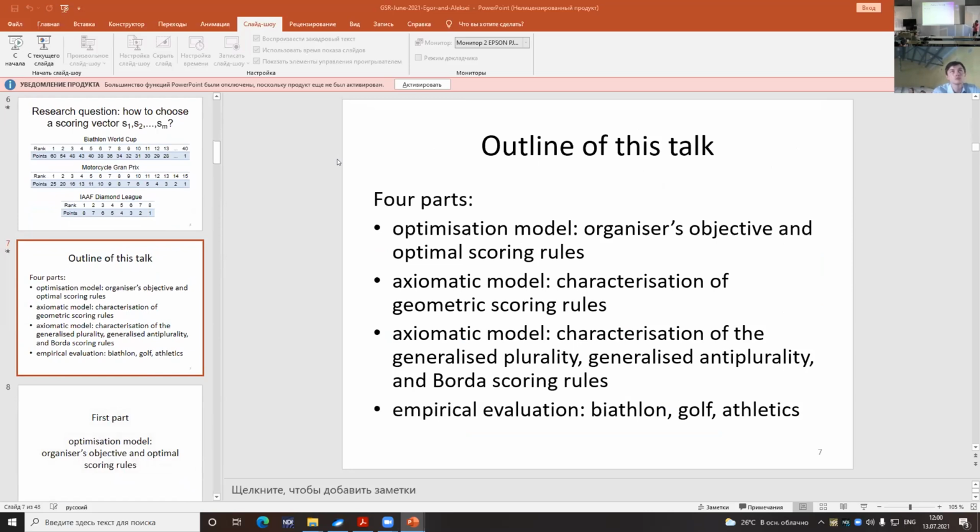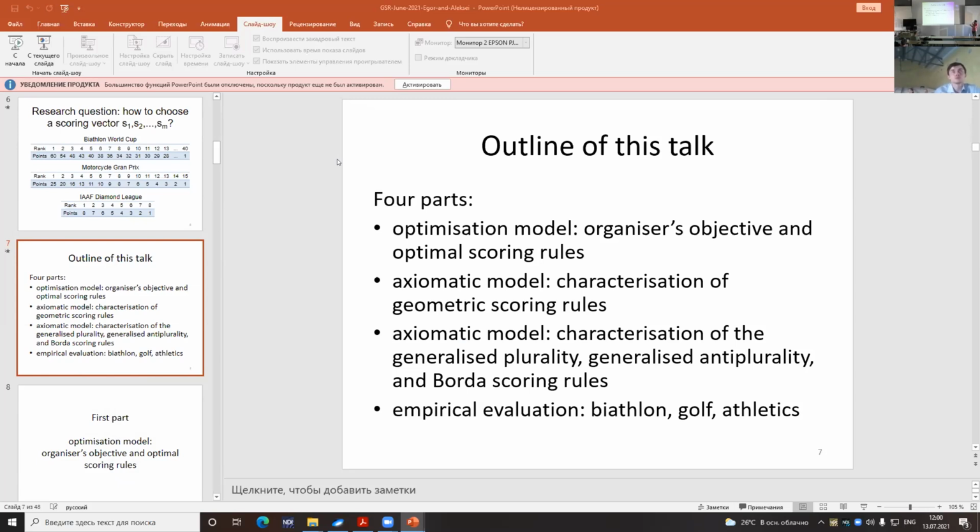So, the outline of this talk: after the motivation, we have 4 parts in our talk. I will start with the first part and introduce our optimization model, where we will introduce the organizer's objective function, and then using this objective function, we will find optimal scoring rules for purely ordinal ranking methods. And after each part, you can stop us and clarify what was unclear.